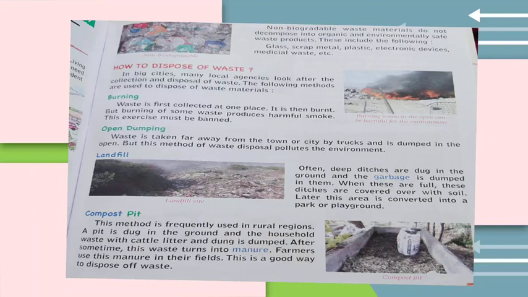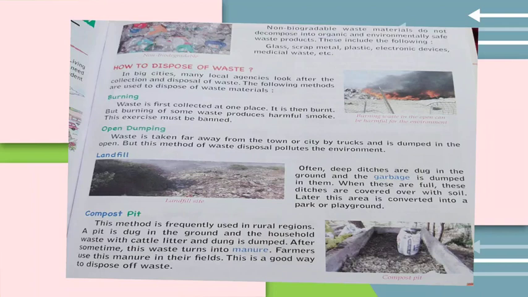Now, coming to the next topic, we see how to dispose of waste, like how we can dispose of so much waste which is being produced. So let's see. In big cities, many local agencies look after the collection and disposal of waste. Different methods are there for disposing of the waste, like burning, open dumping, landfill, compost pit and recycling.